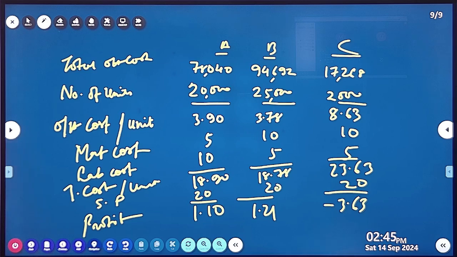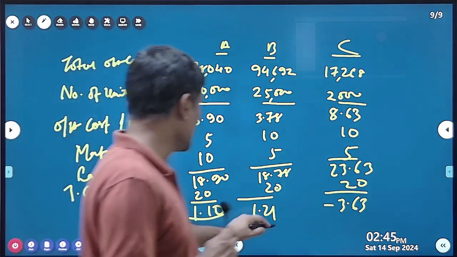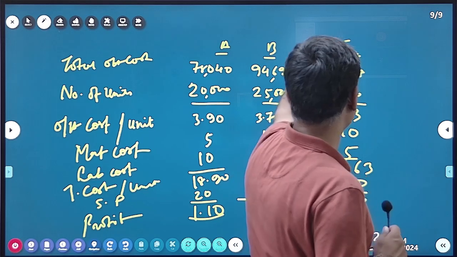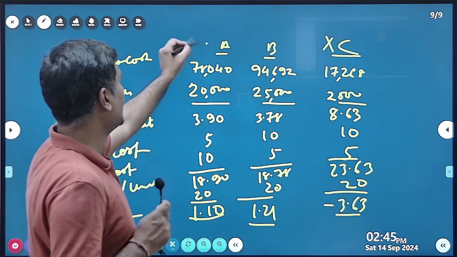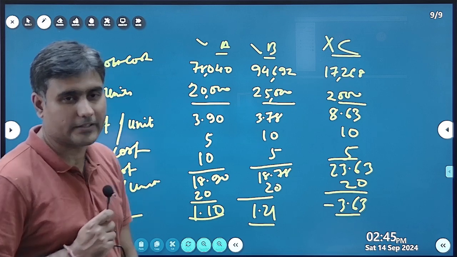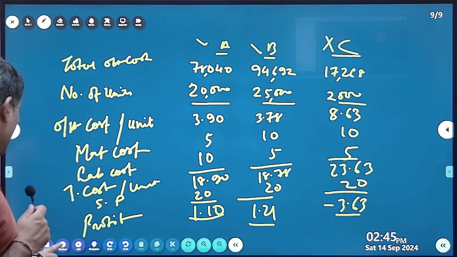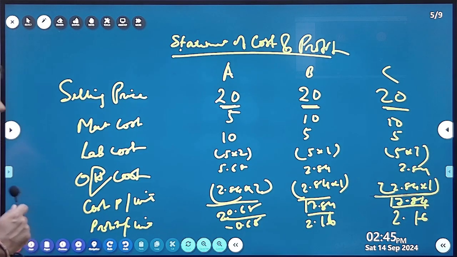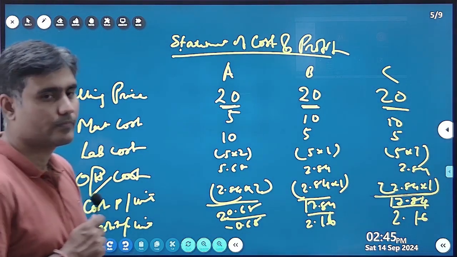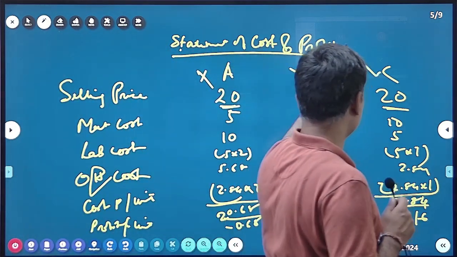So what do we see with this example? From this example, we get to know that product C is a loss-making item, right? However, products A and B are profit-making items. This is as per ABC costing. But as per traditional costing, what did it come to? That A is a loss-making item, B and C are profit-making items.